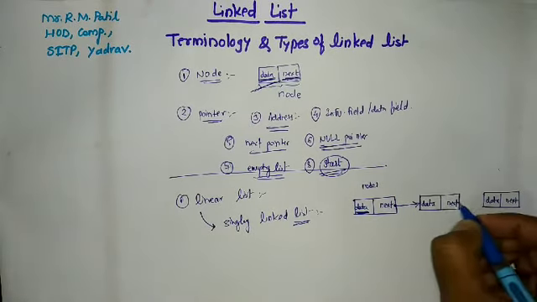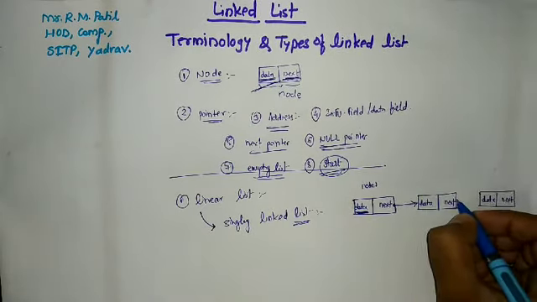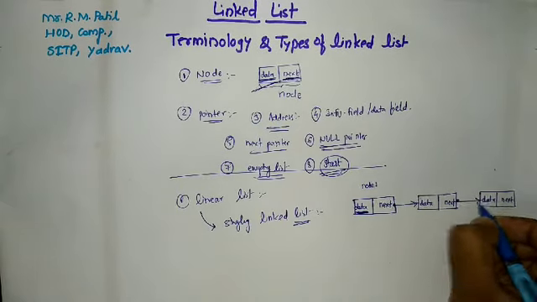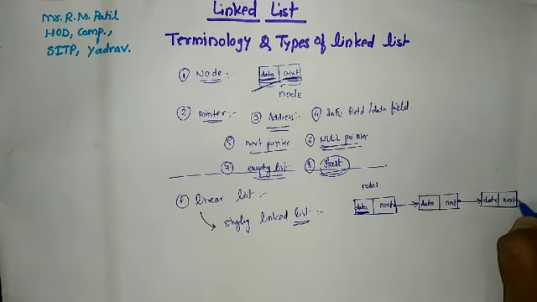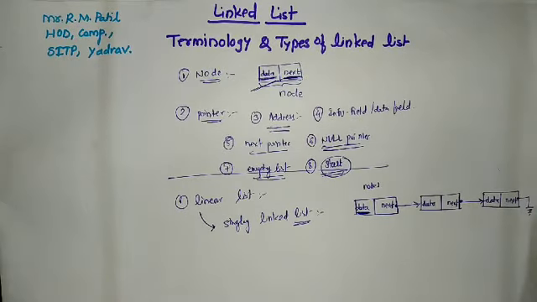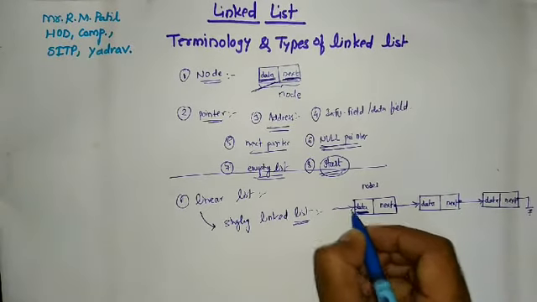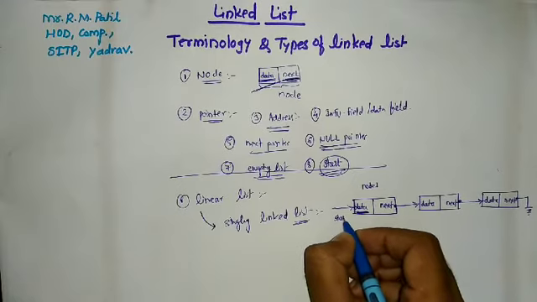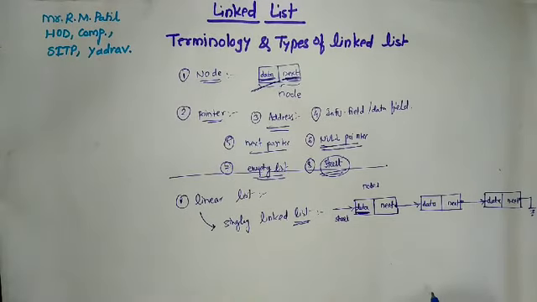the address of the next node is stored. And in the last node, since we don't have any next node, the null pointer, that is a null value, is stored. And the first element of the linked list we are going to call the start. So like that the singly linked list is represented.